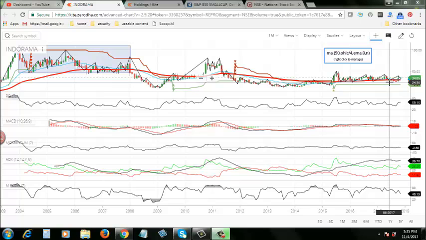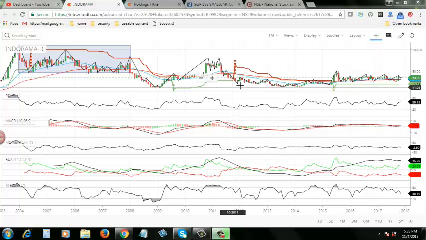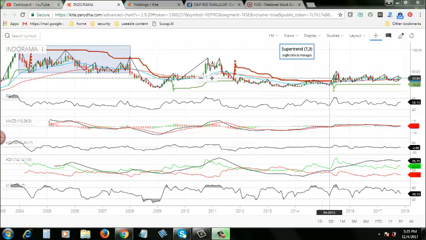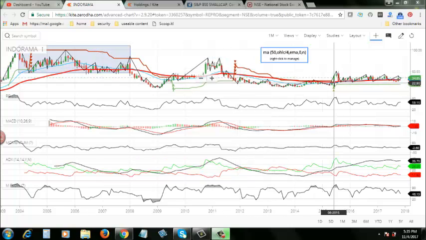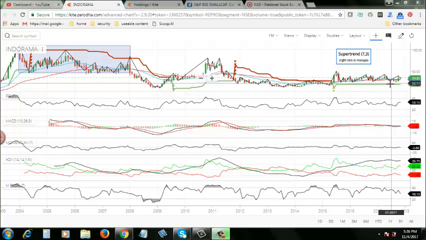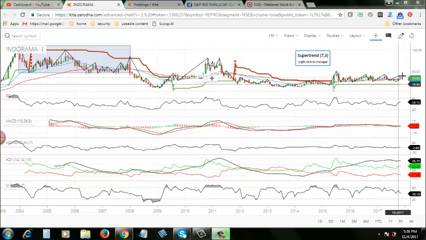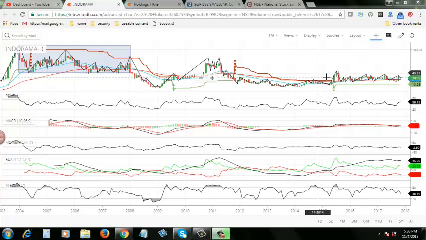So what I'm seeing is that it is not making new lows, but you can see a clear sideway movement here. For the majority of the time, the stock has been under the influence of negative super trend mode, and right now it is under the positive super trend mode. Though there is a positive super trend, the stock is still under the influence of a sideway movement pattern, which is not good from a long term investment perspective.